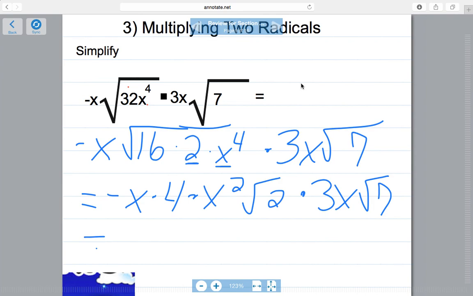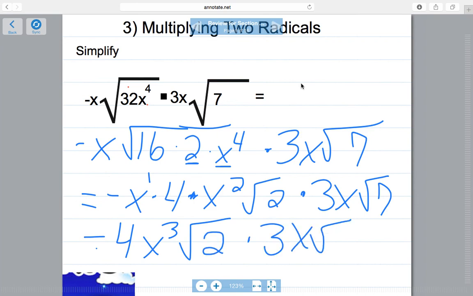Okay, so making this a little bit nicer, we have negative 4 x to the first power times x to the second power gives us x cubed times the square root of 2 times 3x square roots of 7.